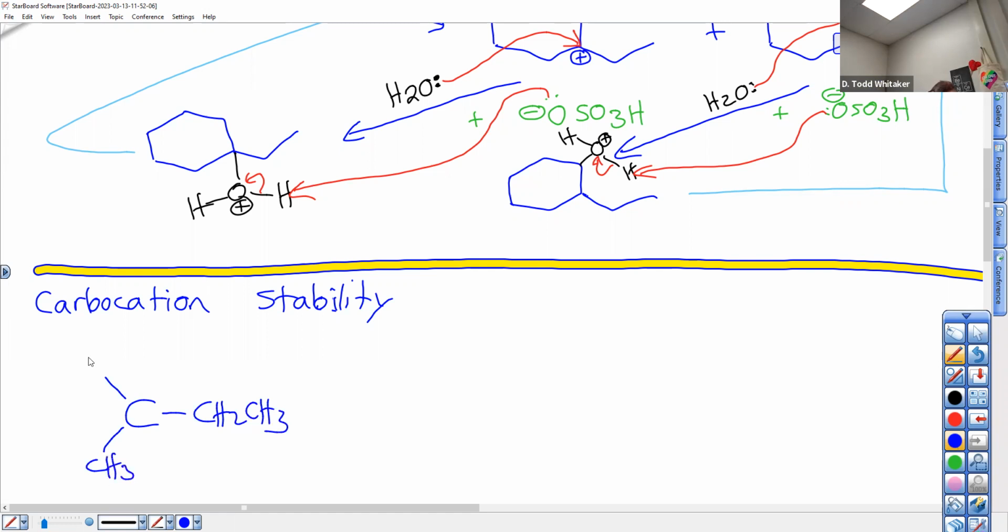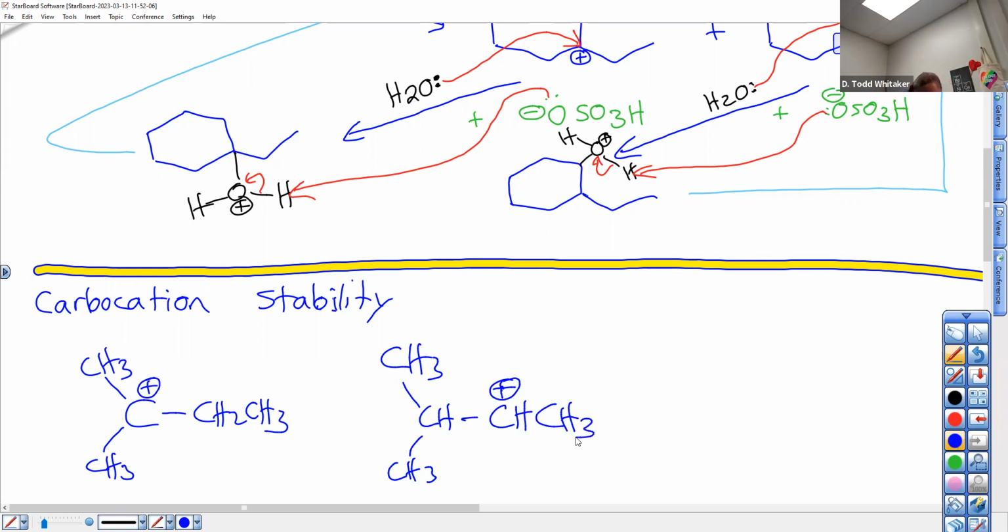Here's a carbocation. Here's another carbocation. And here's a third cation. Okay, we'll categorize them based on primary, secondary, tertiary. You got something for the first one? Tertiary.